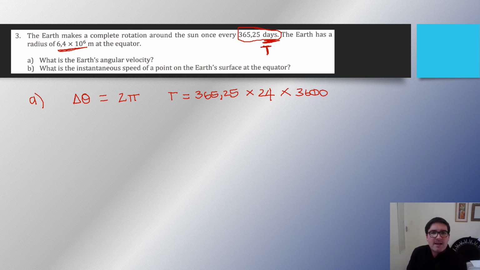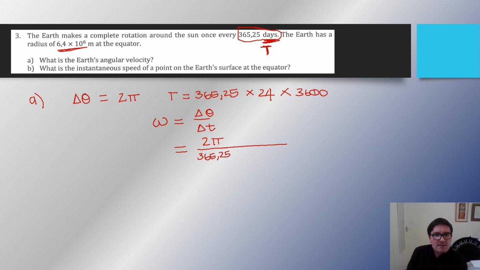Okay, now I'm not going to calculate the value over here because remember, in AP Physics, we work with significant figures. And therefore, I don't want to use the rounded value over here. So now, my angular velocity, I can say, will be my change in angular position divided by the time it takes for that to happen. So my change in angular position, we already said, will be 2 pi divided by my time, and now my time is the 365.25 days times 24 times 3,600.